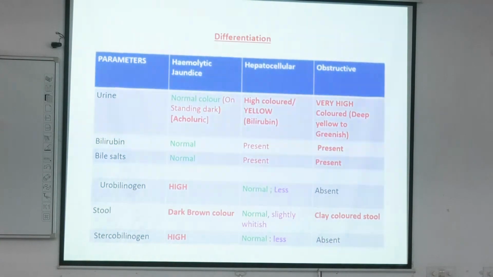Hepatocellular, it will be high colored urine, just like mustard oil. The patient complains, I am passing urine like mustard oil, the urine has become yellow, now it looks like mustard oil. So, because of the high color of conjugated bilirubin.